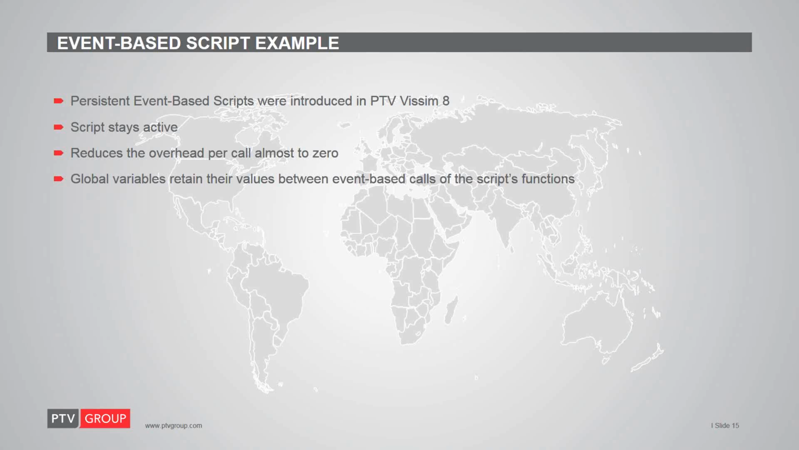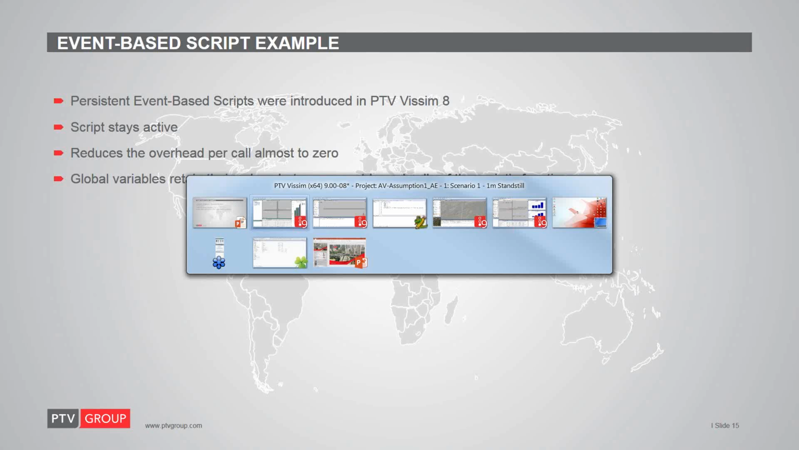In Vissim 8, we introduced event-based scripts because we found that COM always has a little bit of overhead when you make a COM call, and this reduces the overhead per call almost to 0. So within Vissim, you can set some scripts, and the scripts stay active during the entire simulation run. Another advantage is also that the global variables retain their values between event-based calls of the script's function. And I'll show you now a simple example of how to make use of these persistent event-based scripts.